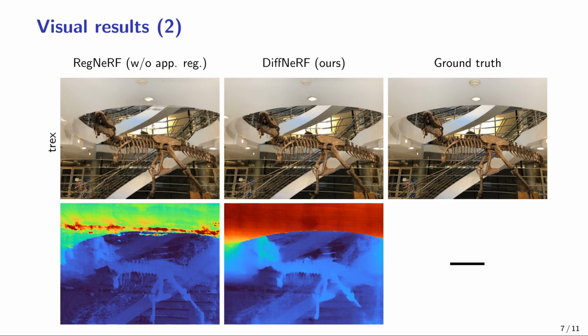Here is a second example. Note again that there are far fewer floating artifacts than the previous proposed method.